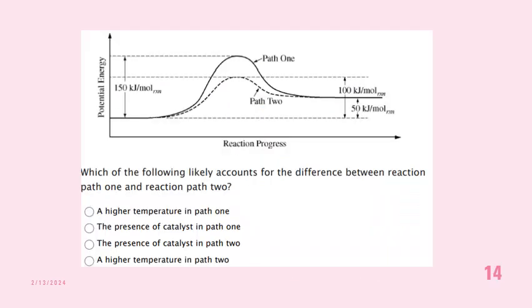Next question, which of the following likely accounts for the difference between reaction path 1 and reaction path 2? We can see that temperature is not the case because I don't see any temperature written anywhere. So I can see the presence of a catalyst. So probably yes, a catalyst will lower the activation energy. It will take a different path, as we learned. So that's the one I'm going to pick. Actually, it is not path 1, it is path 2, because path 2 is the one marked here. So that is why the activation energy is lower in that case.